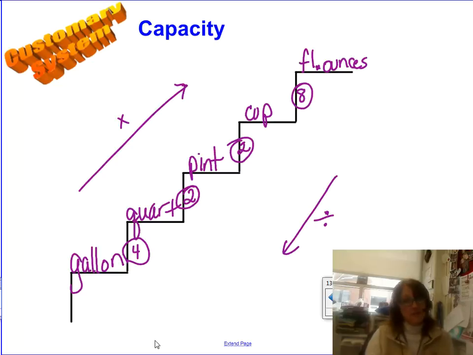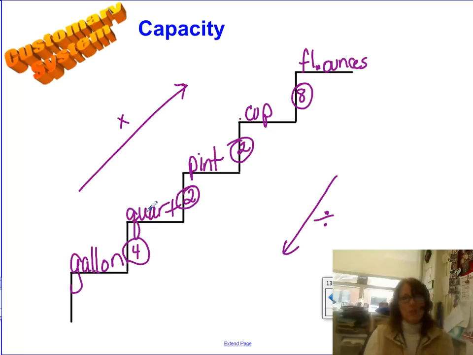All right, now I have a dumb little song. It kind of goes to Happy Birthday. It doesn't really make sense. I've just memorized it, you know. 1 gallon is 4 quarts. 1 quart is 2 pints. 1 pint is 2 cups. And 1 cup is 8 flounces. See, that's why I like to use the flounces, because it's too hard to say 1 cup is 8 fluid ounces. That's like too many syllables.